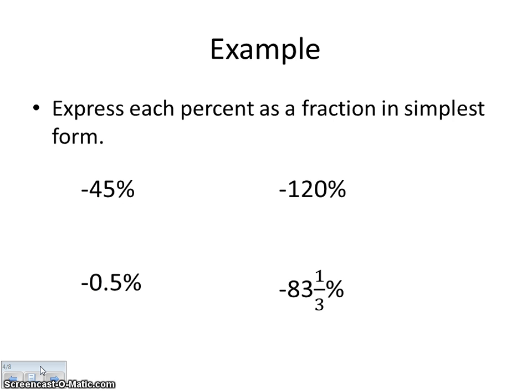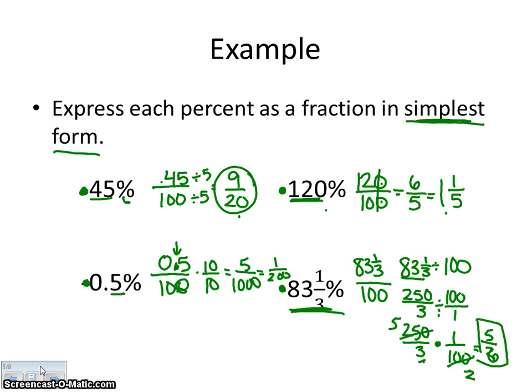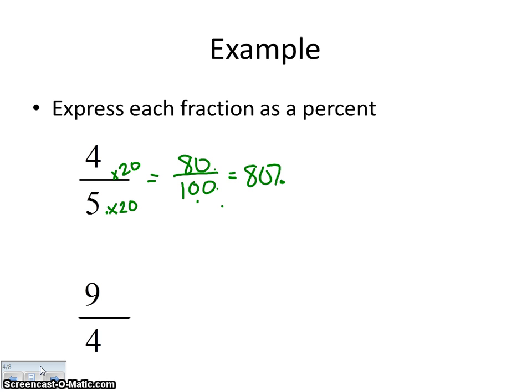Because remember, before, we just wrote it over 100, like 45 over 100 was 45%. Here, we're writing 80 over 100, which is 80%. All right, then we have 9/4. Okay, so we're going to write an equivalent fraction compared to 100. And what am I going to multiply by 4 to get me to 100? Well, we're going to multiply by 25. And if you multiply the bottom by 25, you have to multiply the top by 25. And 9 times 25 is 225. So 9/4 is going to be 225%.